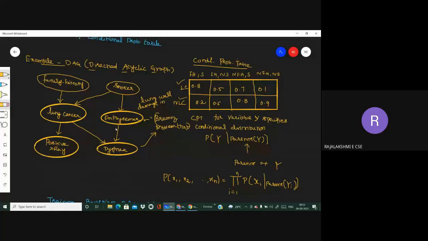So normally when you see this conditional probability table for a variable Y, here it is LC, it specifies the conditional distribution. This can be given as P of Y given the parents of Y. So this lung cancer depends on the family history as well as the smoker. So this is one of the conditional probabilities. The chance of getting lung cancer depends on the family history and the smoker. If this condition exists, the Bayesian classification won't work accurately. That's why we are going for this Bayesian belief network.